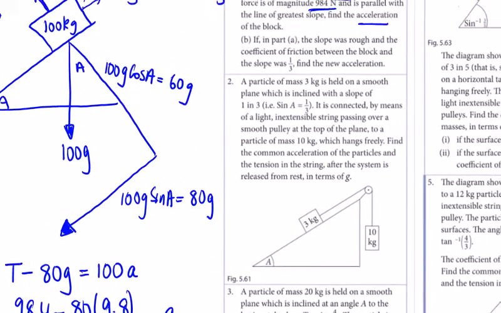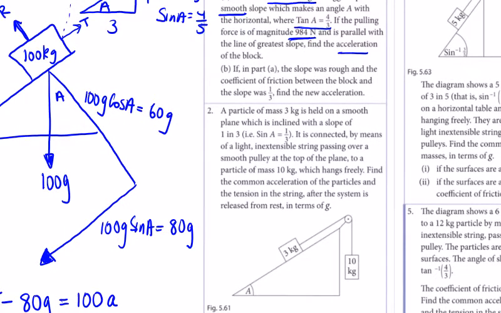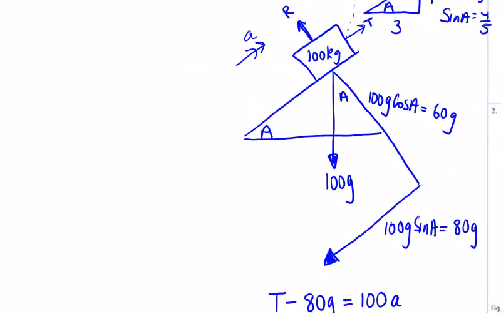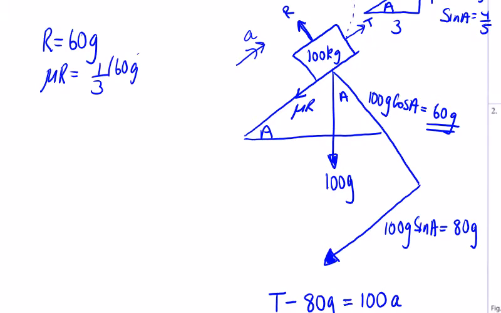We're also told that if the coefficient of friction between the block and the slope was a third, what would the acceleration be? Okay, so let's have a look now. It's getting dragged up the slope, so there's mu R going back here. R is equal to 60G. So mu R is equal to a third of 60G, which is 20G. So there's now 20G opposing it.